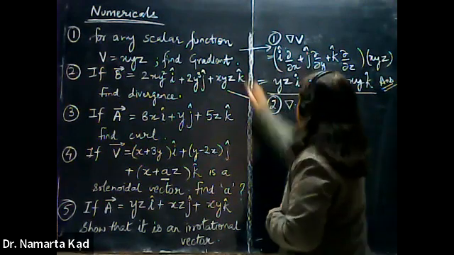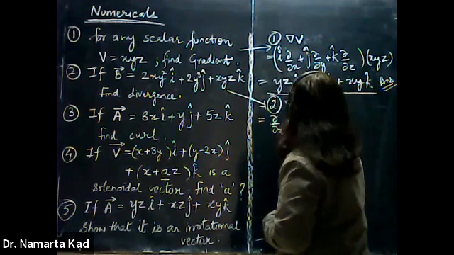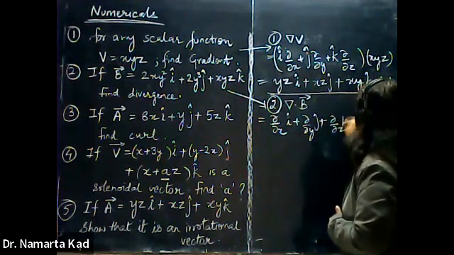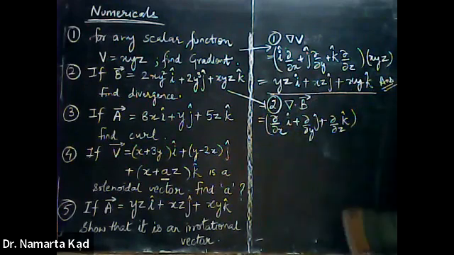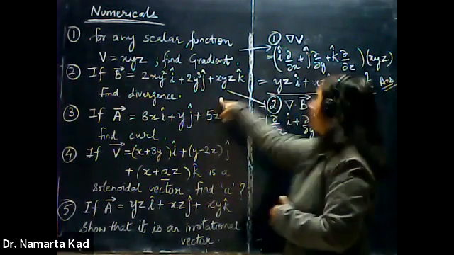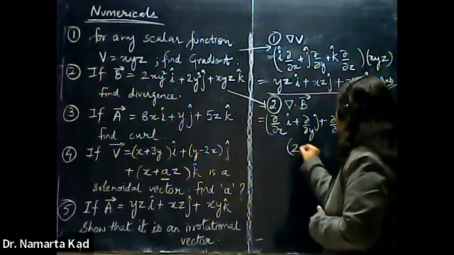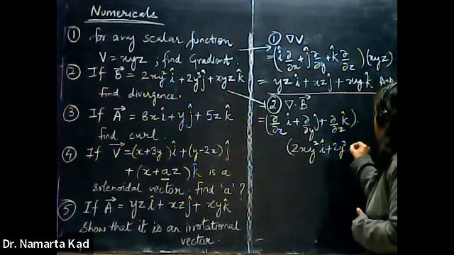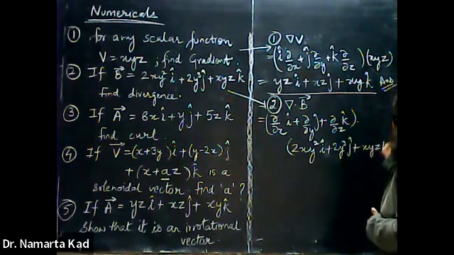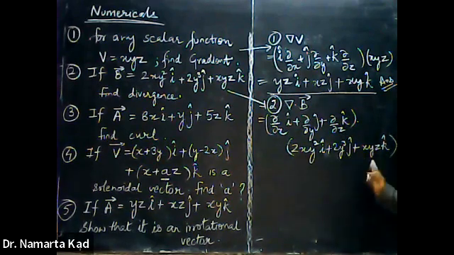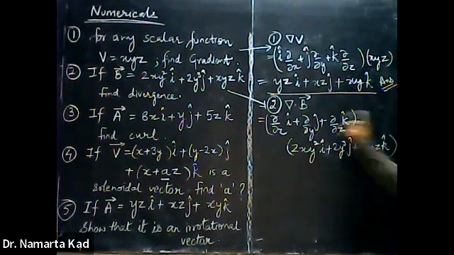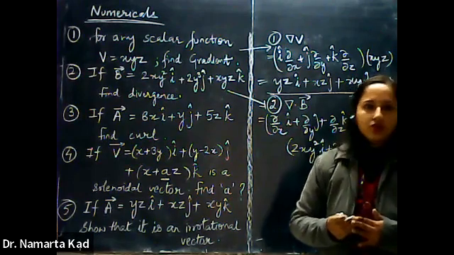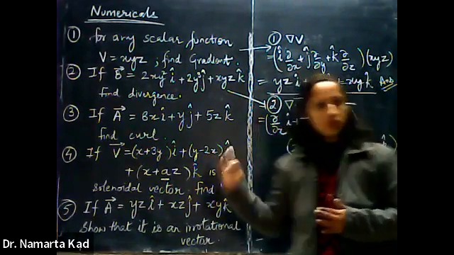So just write down the same, what is del? This is curly by curly x i cap plus curly by curly y j cap plus curly by curly z k cap. This is your del function. Take its dot product with the given vector, that is b vector, which is 2xy square i cap plus 2y cube j cap plus xyz k cap. Now simply do the dot product, that is multiply this with this, and curly by curly z with xyz. The result for the divergence is a scalar quantity. It does not have i, j, k terms in its final answer.